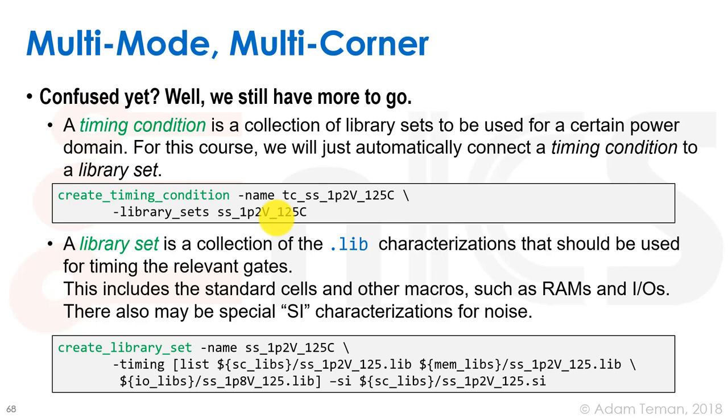So in the library set, if we have, for example, standard cells, memories, and IOs, we have to say minus timing, standard cell libraries, and give it the relevant corner for the standard cell. If you remember, libs are created for a certain corner or a certain set of operating conditions, which include extraction, voltage, and temperature. Memlibs, that would be the same lib file for our SRAMs, and IOLibs, that would be our lib file for our IO cells. And we can also give it some SI, signal integrity, lib files for running signal integrity characterization correctly.